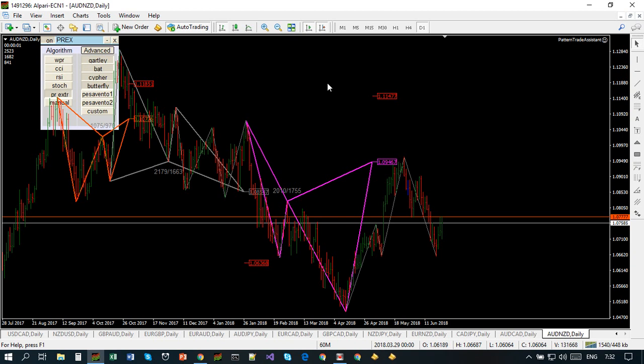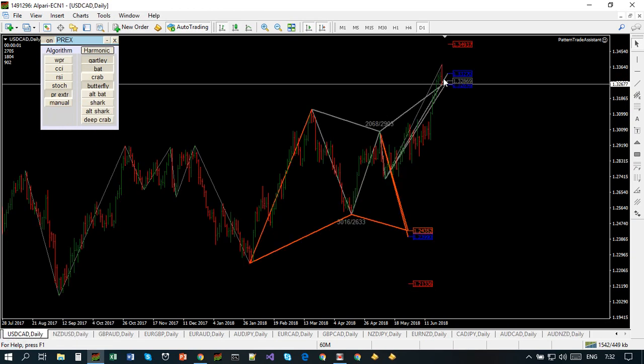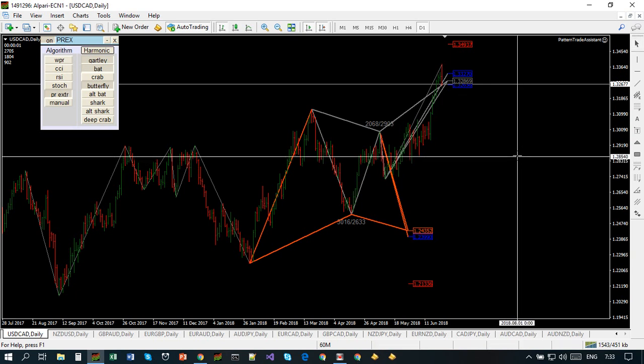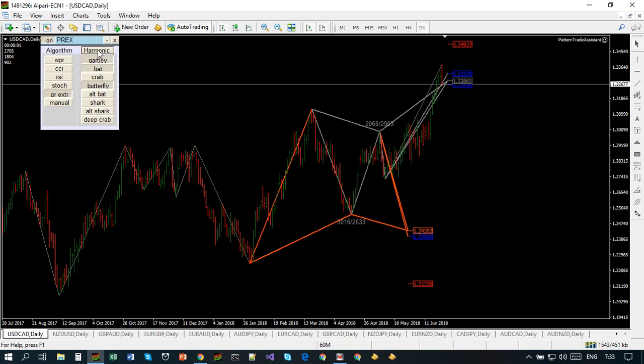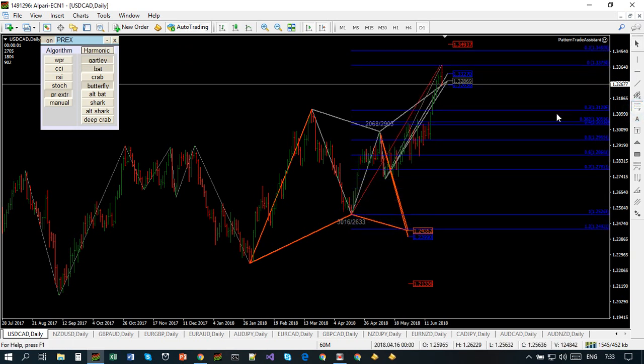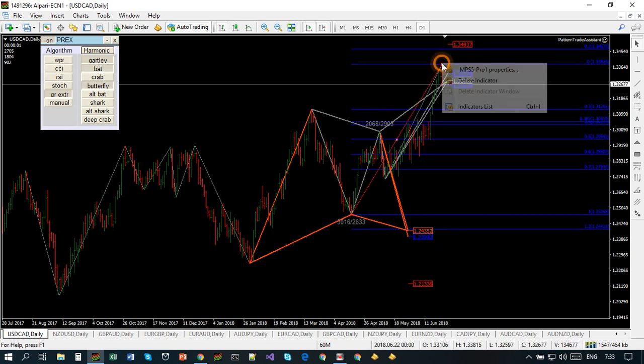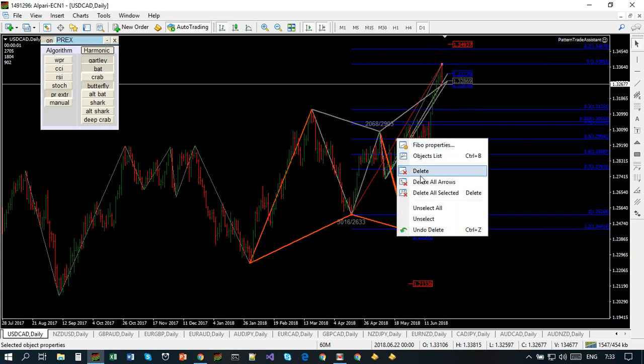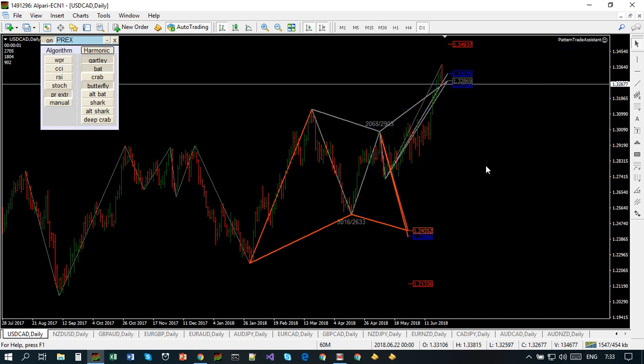One of those good opportunities that I found was the dollar Canadian butterfly pattern. It is completed. It is the best one that I see. 130 something, expecting 130.50, 130.51 is the price. So this one is the best pattern, at least for me.